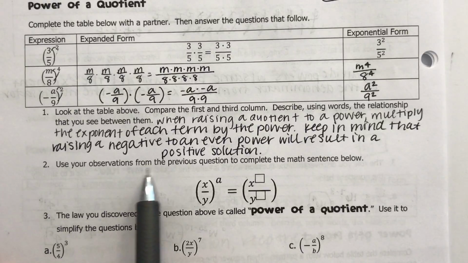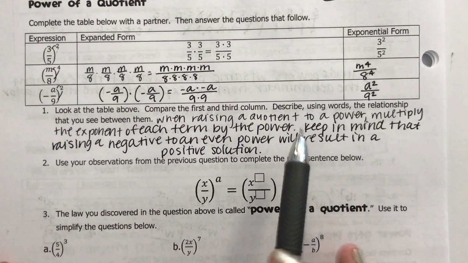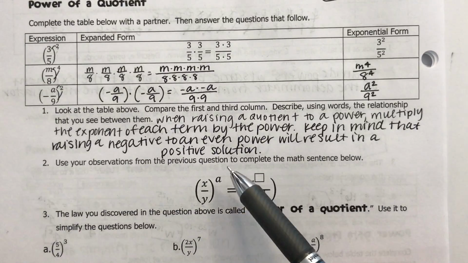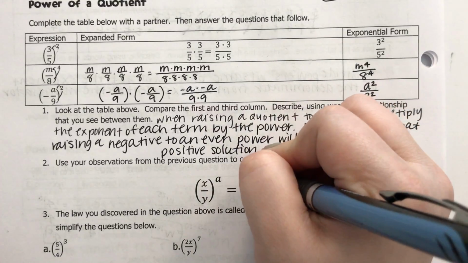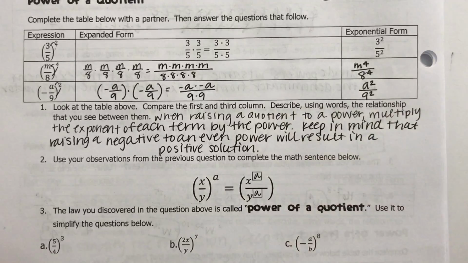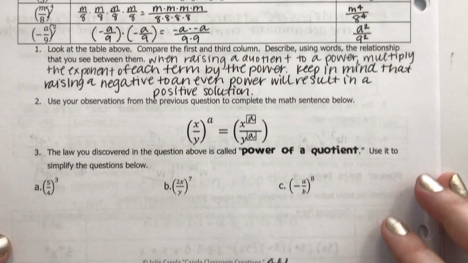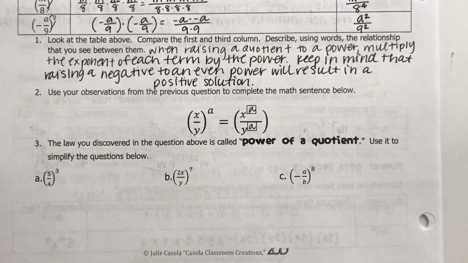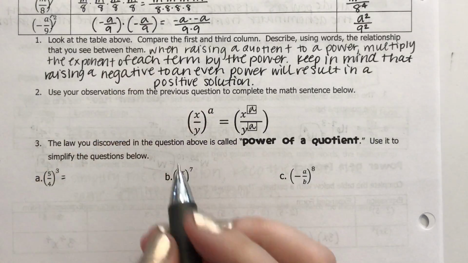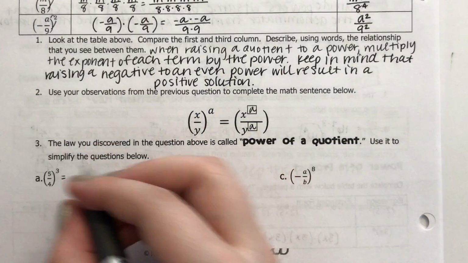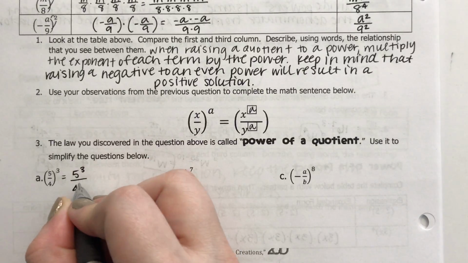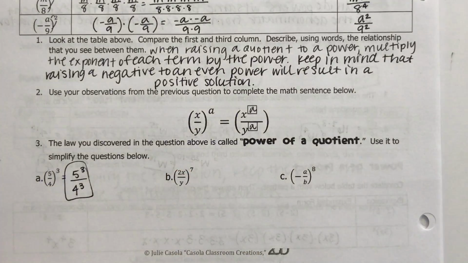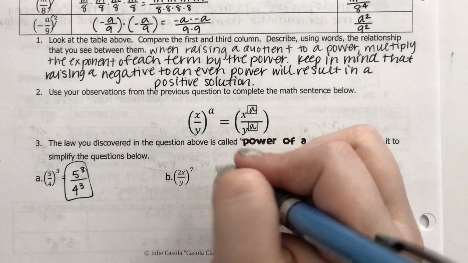Use your observations from the previous question to complete the math sentence below. Like I said, we're distributing this power to the top and the bottom. So it would be x to the a power and y to the a power. Okay, so let's do some examples. Again, I'm just distributing the power. So 5 cubed over 4 cubed. That's for letter A.